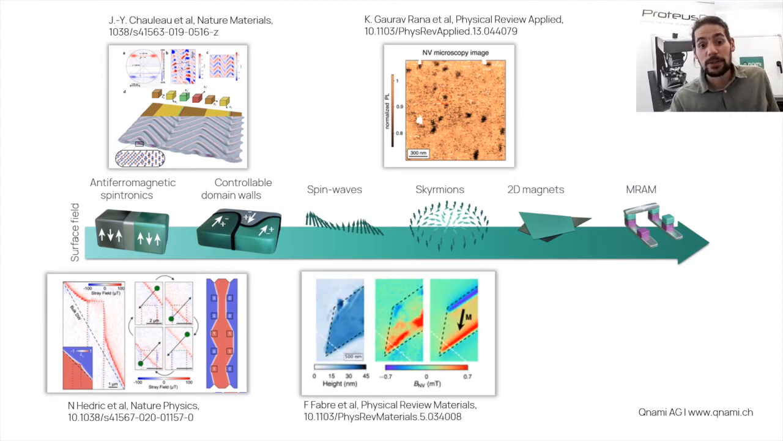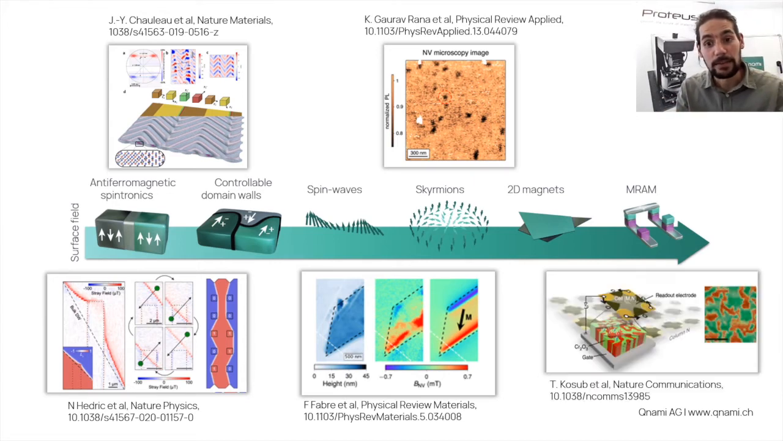This is an example of a 2D magnet, chromium telluride, and you can see that the magnetization in this material is in plane. This came as a surprise when people looked at this material, and it could be resolved using scanning NV. Yet another example is this antiferromagnetic MRAM device, where the domain wall structure of the functional part was resolved and could be used for further improving the device.